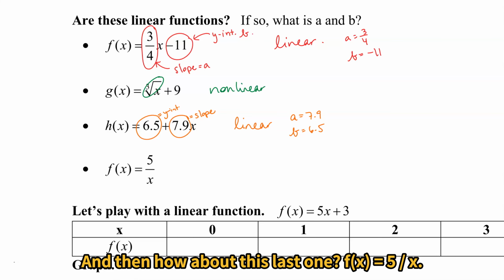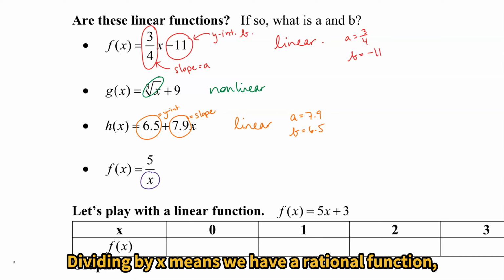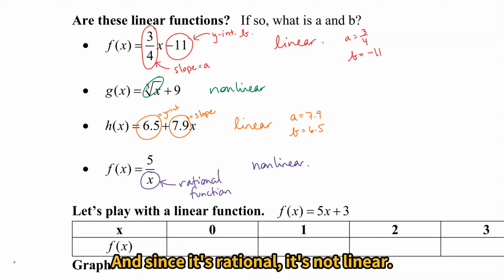And then how about this last one? f of x equals 5 divided by x. Well, this really looks nothing like our linear function. Dividing by x means we have a rational function, not a linear. And since it's rational, it's not linear.